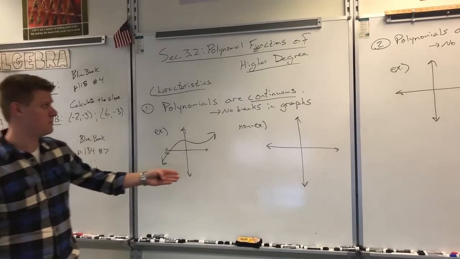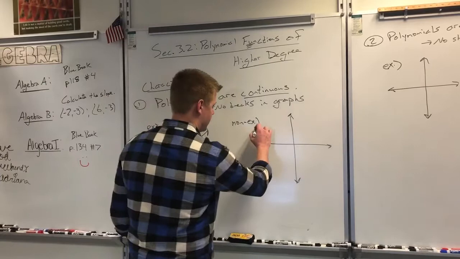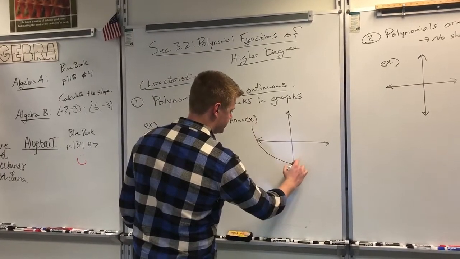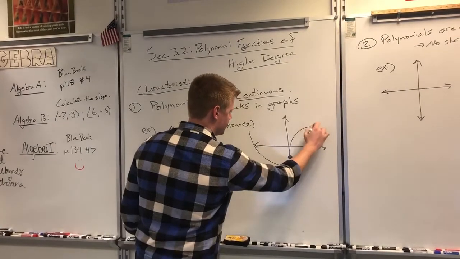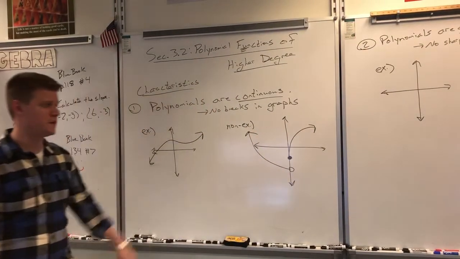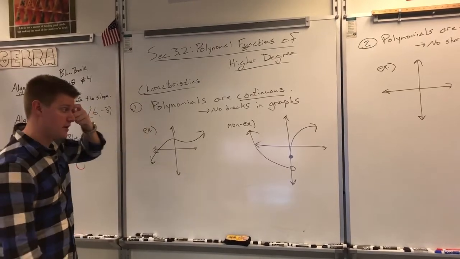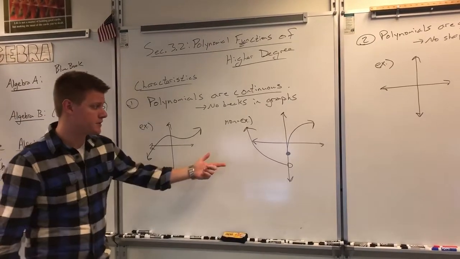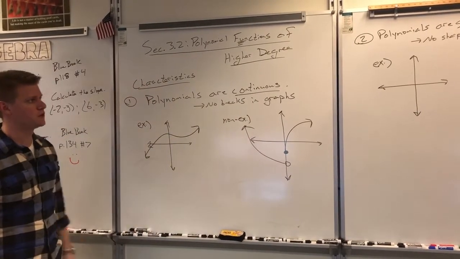A non-example of what it would look like to be continuous would be, well, let's say I have a polynomial and all of a sudden I have a break or I have a jump. That would be an example of one of the piecewise functions we would have talked about earlier on in the semester actually, but because of this jump, this break in the graph, this is not a polynomial function.